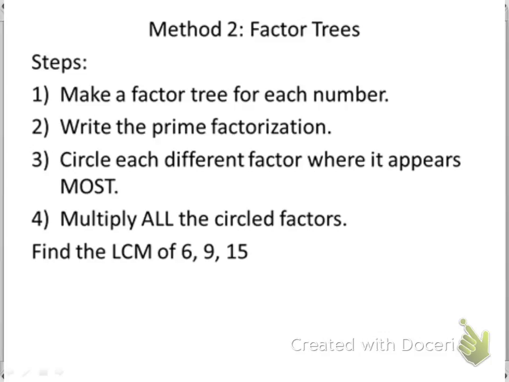The second one, write the prime factorization. The third, circle each different factor where it appears the most. This step is the confusing step where some people sometimes make mistakes. Step number 4, multiply all the circled factors together. So steps 3 and 4 might seem a little bit confusing, but let's do it together. I'm going to do this on the next page so that I have a little bit more space.